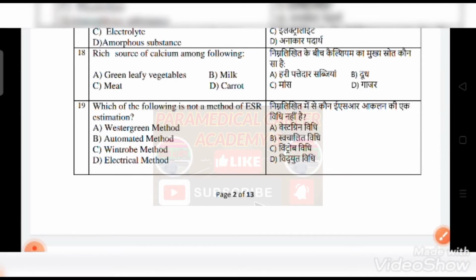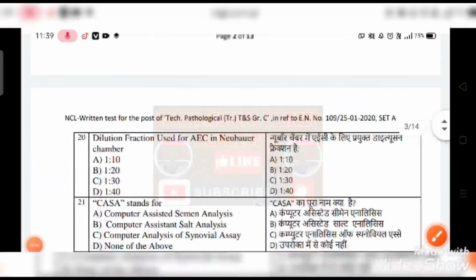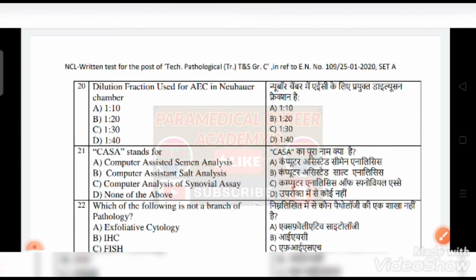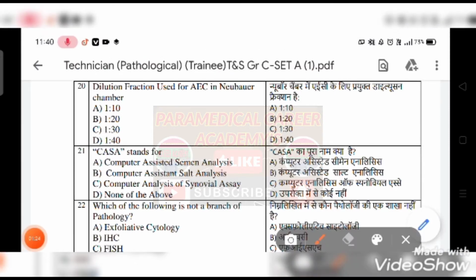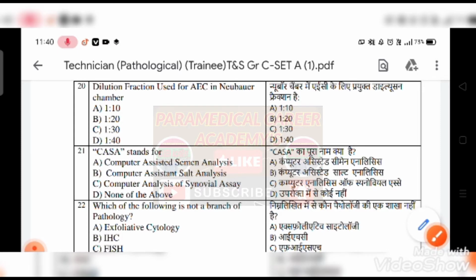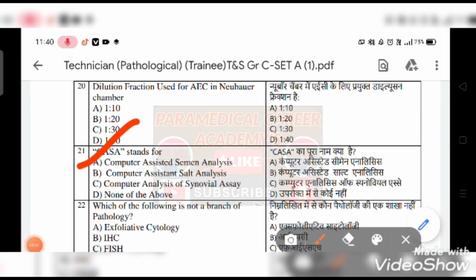19th question, which of the following is not a method of ESR estimation? Answer is D, electrical method. 20th question, dilution fraction used for AEC in Neubauer chamber? Answer is B. 21st question, CASA stands for? Answer is A, computer assisted semen analyzer.